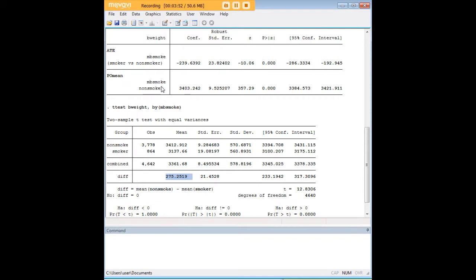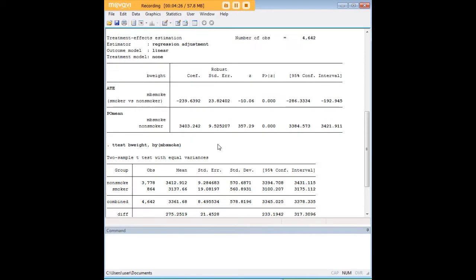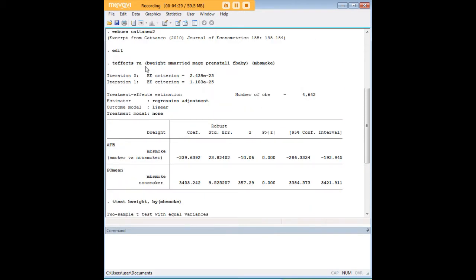And then what we see over here is the potential outcome mean. One way of thinking about that is, if you were not a smoker, what kind of birth weight might you expect? And intuitively, we see that it's very similar to what we got in the t-test. You can probably expect a birth weight of 3,403 grams if you're not a smoker. The difference is, in the t-test, we could not include the effects of any of these variables over here, and with the teffects RA command, we did. So that's a very simple, easy way to do it.